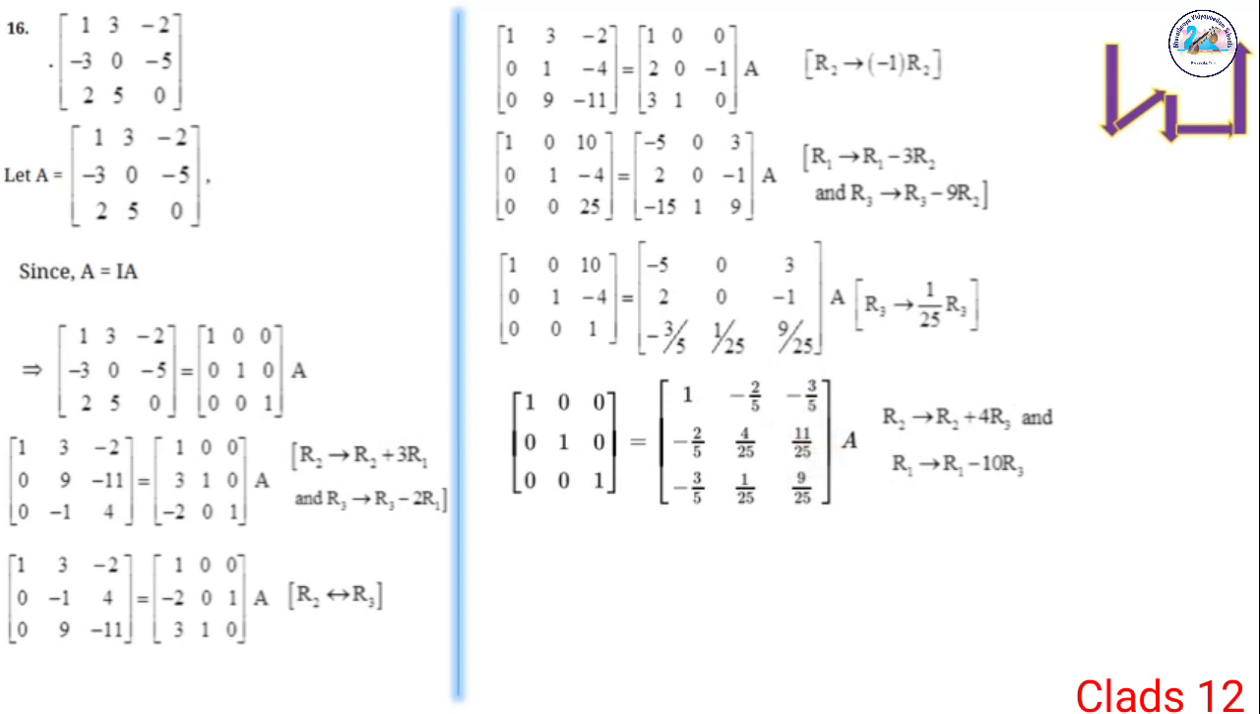And here the third row, that is minus 3 by 5, 1 by 25, 9 by 25, remains the same because we have not used any transformation. Now when you check the left side, it becomes an identity matrix. In the last stage the calculation has denominators, so if you are not able to do mental calculation, better go for writing and doing paper and pen work. That will be easy for you. Then we have to go for the final answer.